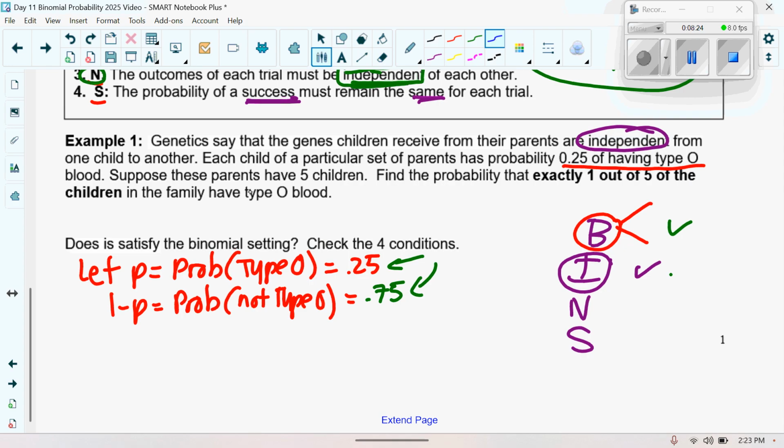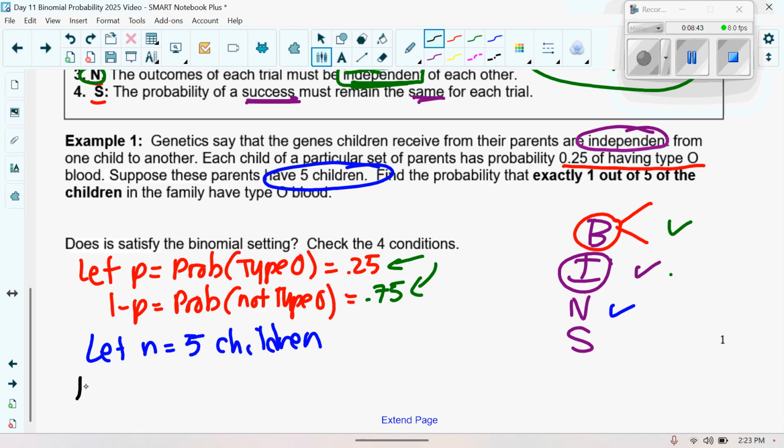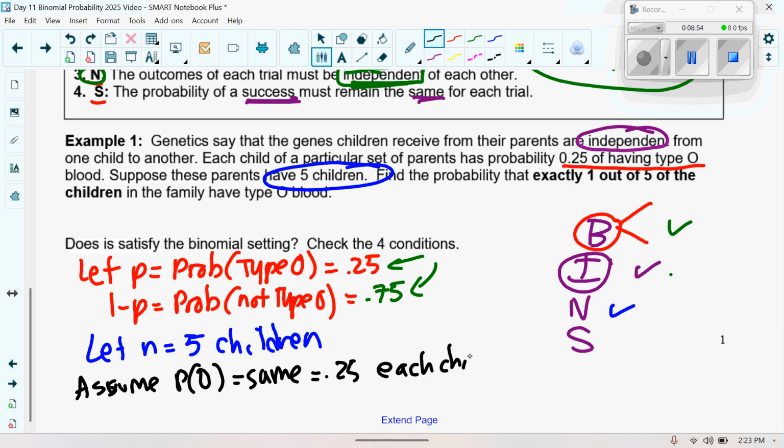Now the N stands for, is there a finite number of trials? So it says these parents have 5 total children. So we're going to let N be 5. Each child is representing a trial. And because this is a finite number, that N is met. And then the last one is, is the probability of success the same for each child? So we're going to assume that the probability of getting type O blood is the same for each child, and that's 0.25. And if these 4 conditions are met, it is indeed binomial. So we're going to say, yes, this is indeed binomial. And thus, I'm going to be able to apply the binomial setting.